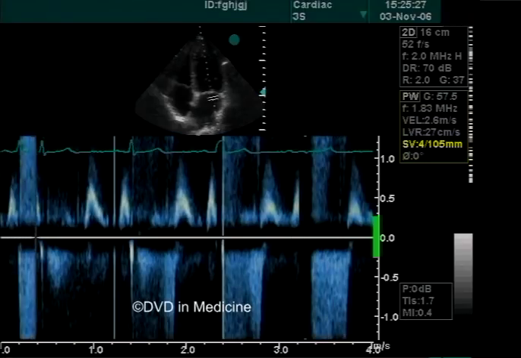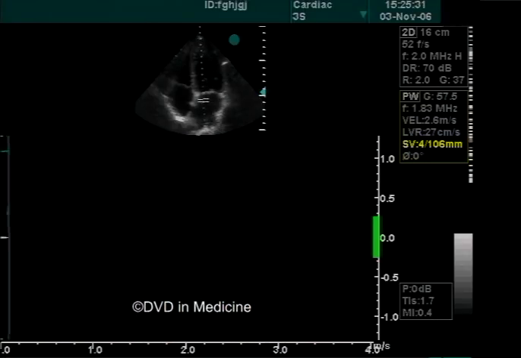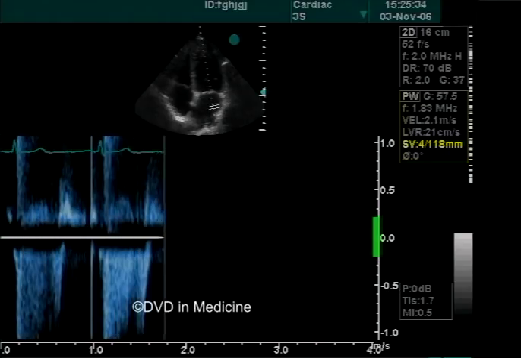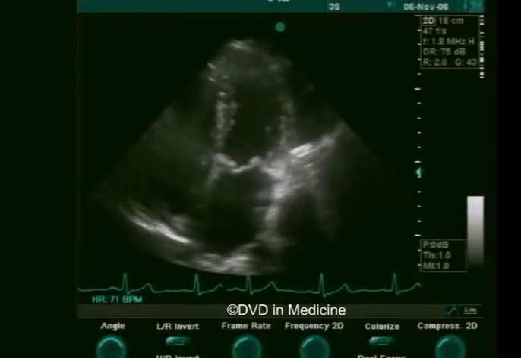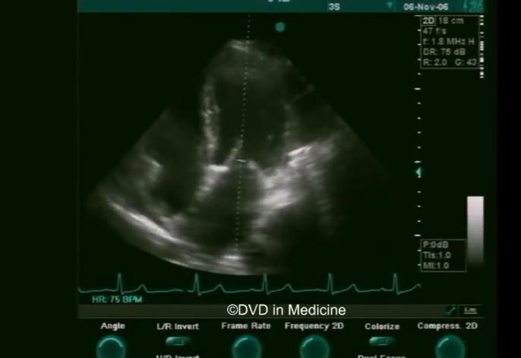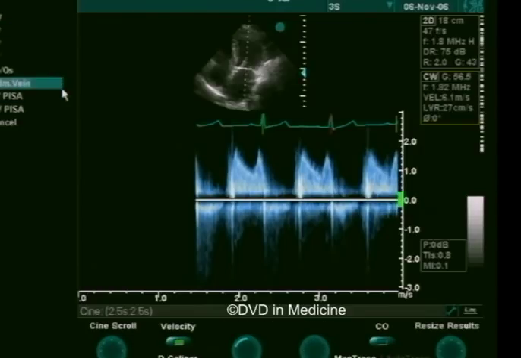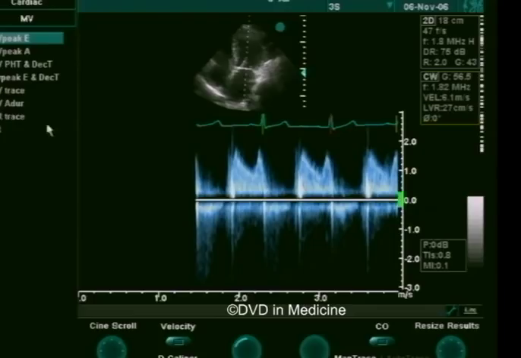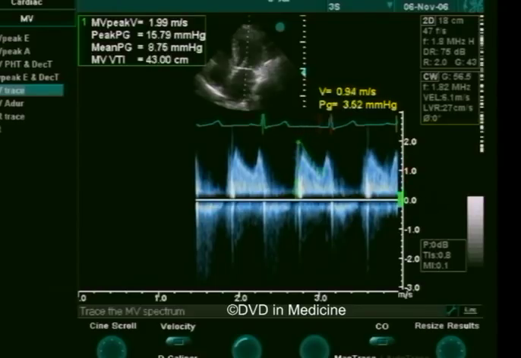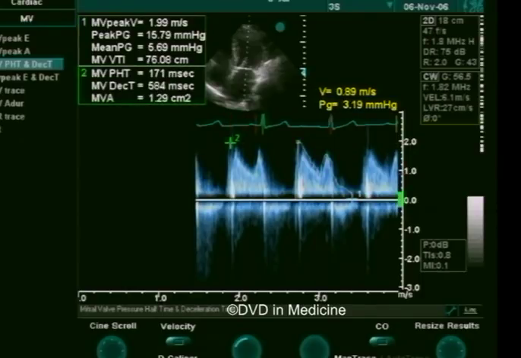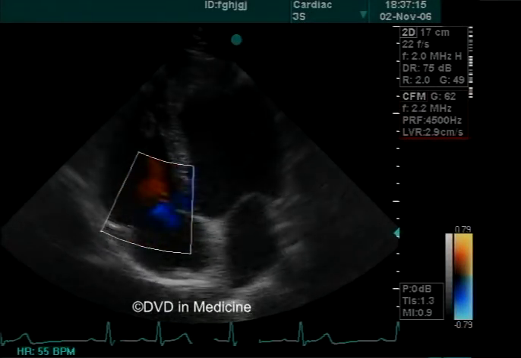This is achieved by moving a sample volume across the area of interest. If there is a mitral stenosis present, one should use continuous wave Doppler for quantitative calculations. This method will allow us to measure the area of the mitral orifice and to determine the mean pressure gradient across the mitral valve. The assessment of the tricuspid valve is essentially the same.